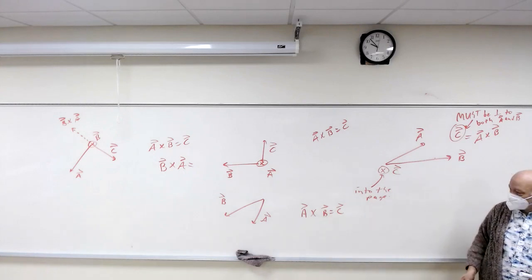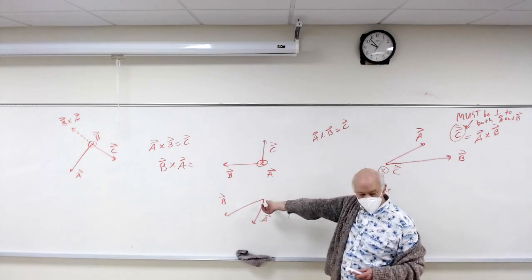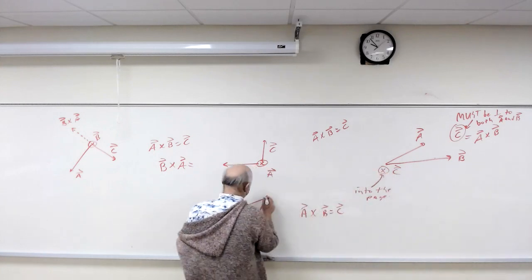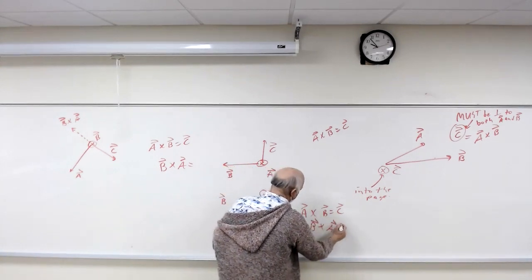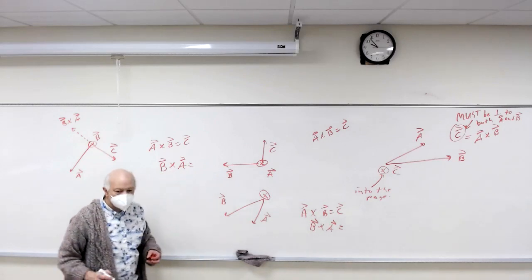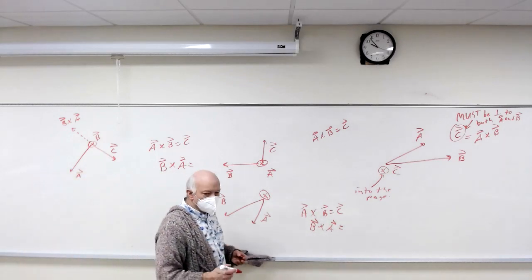Into the board. We have into the board. A cross B, that's into the board. Flip it. Suppose it had B crossed A. That would be out of the board. How do I denote something out of the board?